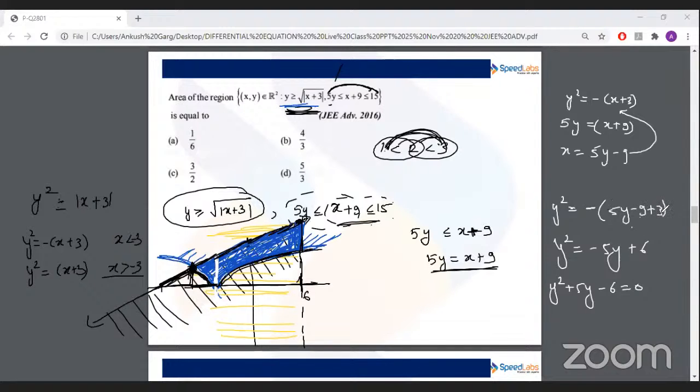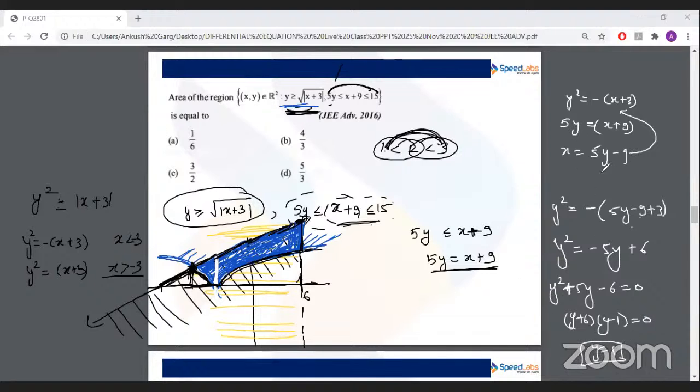Yeah, y square plus 5y minus 6. Yes, so we are getting the y coordinate from y square plus 5y minus 6 equals 0. So y is coming out to be, that will be 25 plus 24, yeah, 7. Oh, you can simply factorize it now. y plus 6 and y minus 1. Yeah. So this value will be basically y equal to 1 because it's a positive value.